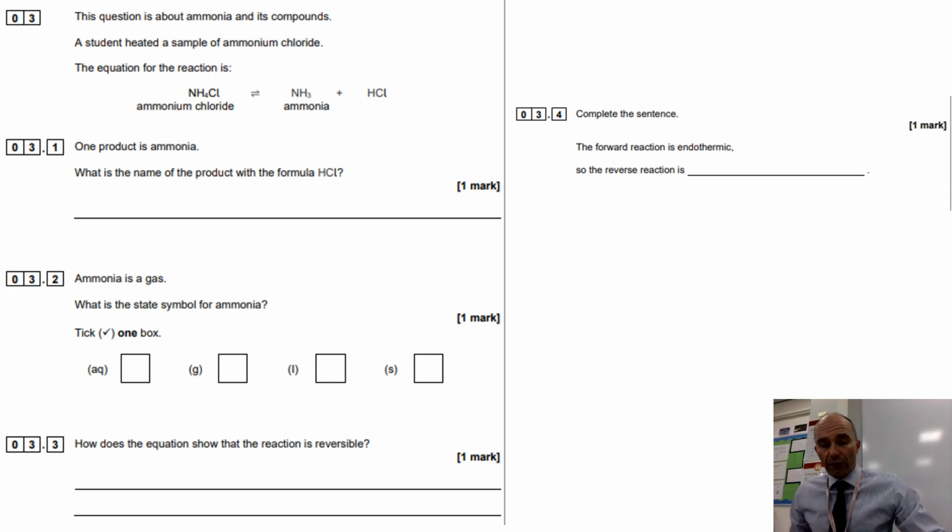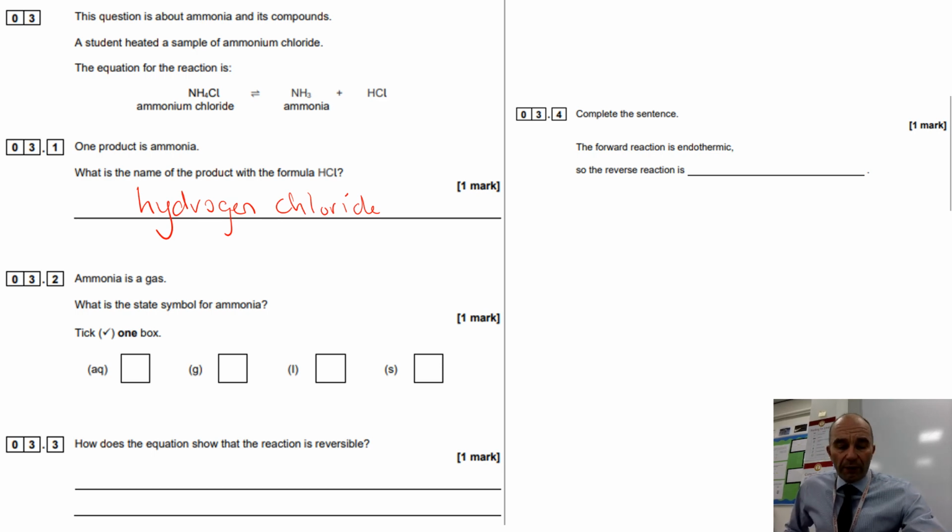Now question 3 is all about ammonia and its compounds. Here we've got students heating a sample of ammonium chloride, and the equation for the reaction is ammonium chloride reacting to form ammonia and HCl. What's the name of the product with the formula HCl? Well, it's made out of hydrogen and chlorine, so we call it hydrogen chloride.